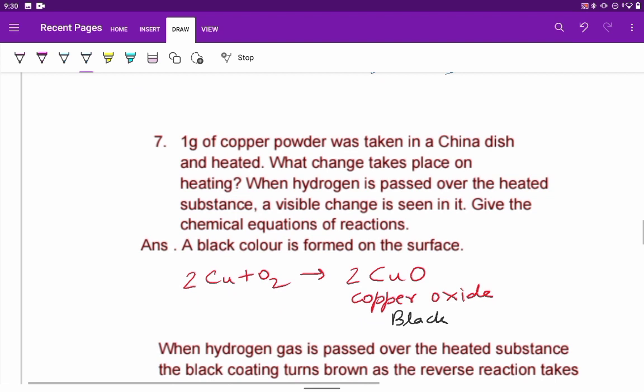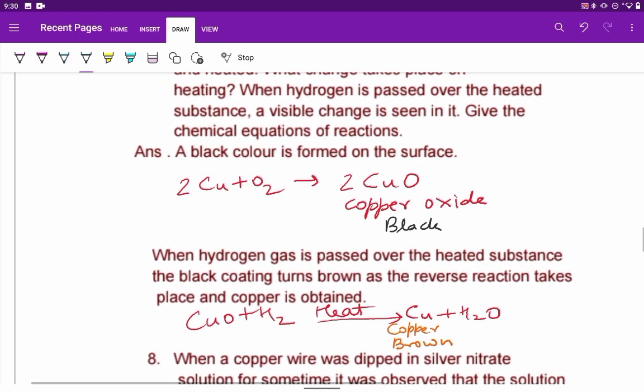Next is 1 gram of copper powder was taken in a china dish and heated. What change takes place on heating? When hydrogen is passed over the heated substance, a visible change is seen in it. Give the chemical equations for the reactions. First of all, a black color is formed on the surface because what happens? 2Cu plus O2 gives 2CuO, copper oxide. So this will be black in color.